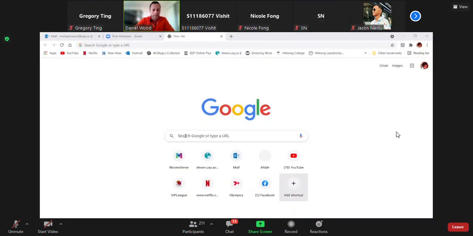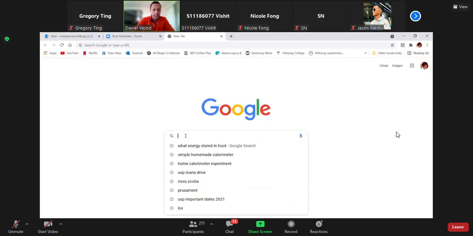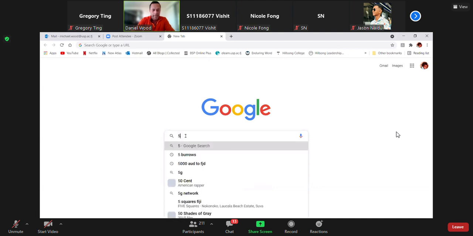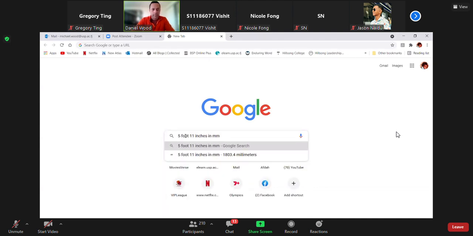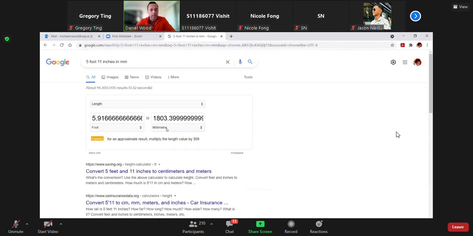So in Google, you can say, 5'11" in millimeters, yeah? Just type that in there. There you go, 1,803.4 millimeters. Okay, so that's a quick way to double check whether you've got the right conversion.